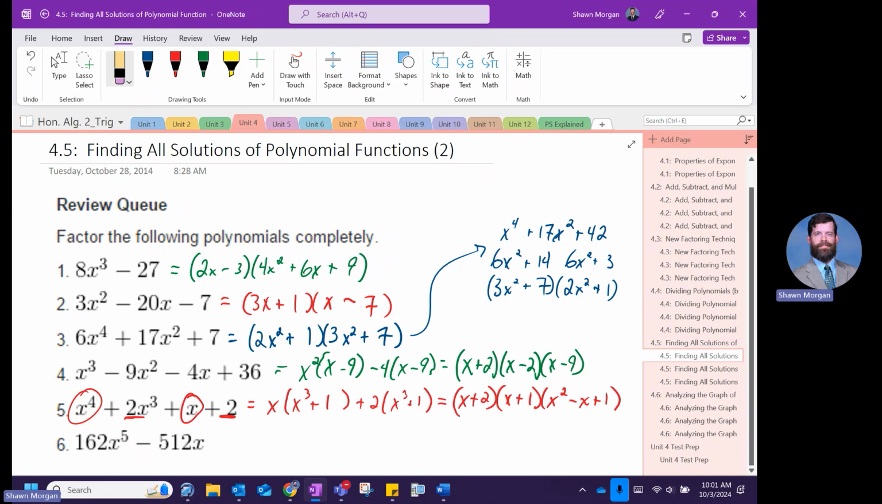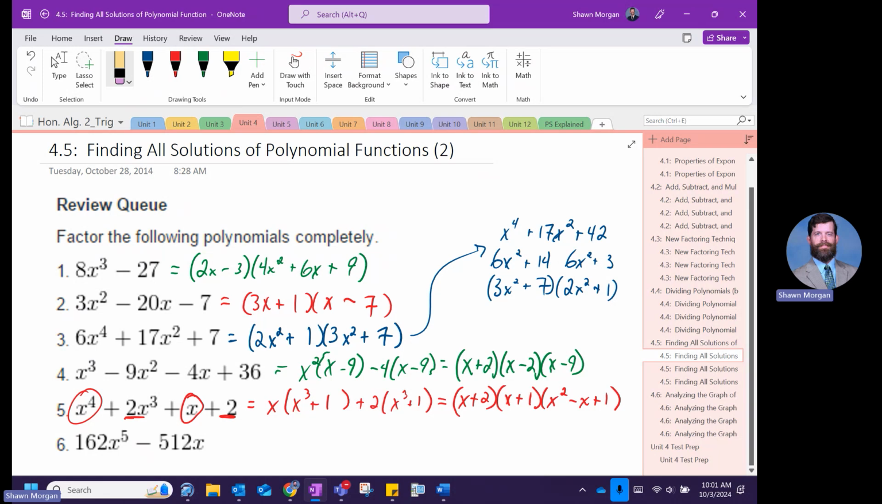4 linear factors. Except I've got 1, 2 linear factors and then a quadratic factor. This one doesn't factor anymore, but if you were going to break it down, you would have to use the quadratic formula, which we won't take any further because that would be ludicrous.